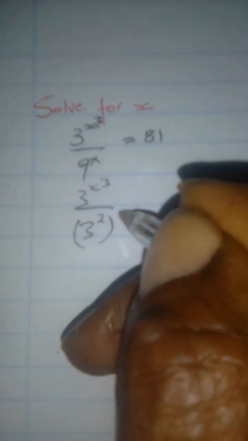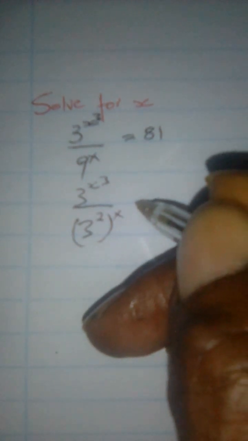First of all, what I'm going to do is get these terms to the same base of 3. So it's going to be 3 to the x cubed over 9, which is 3 squared, x, which is equal to 3 raised to 4.